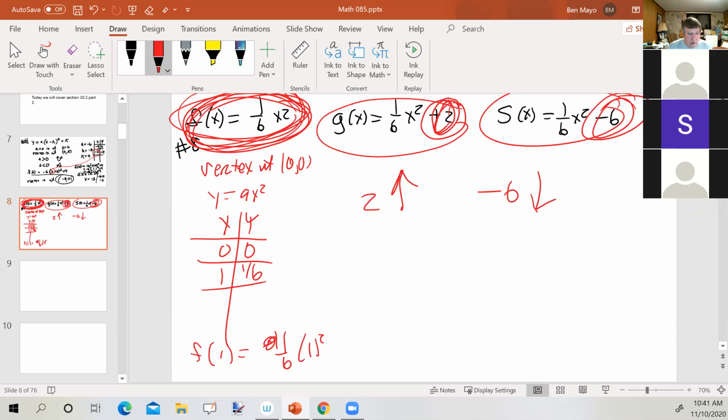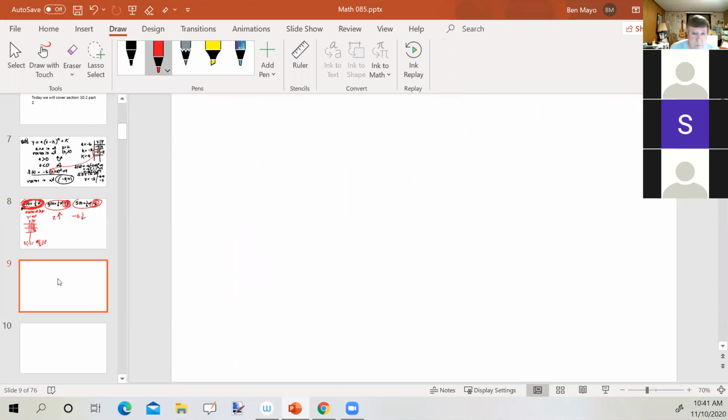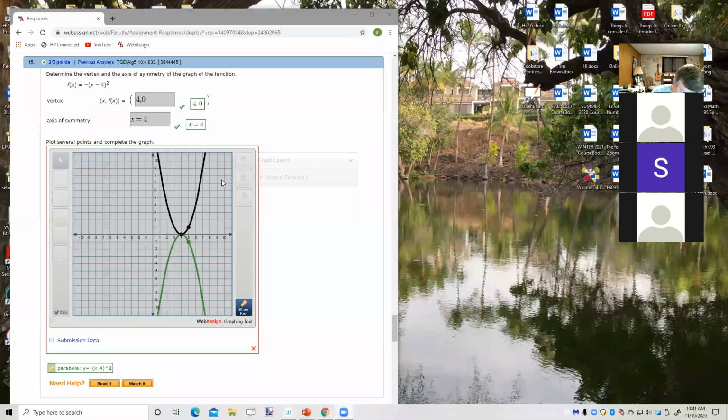Okay. Now we're going to take a look at problem number 15. And let's see here what's going on with that. Okay. So this is number 15. And it looks like they've got the vertex correct and the axis of symmetry correct. So what happened? Okay. So the vertex is at (4, 0), and then it looks like the second ordered pair is what went wrong here.